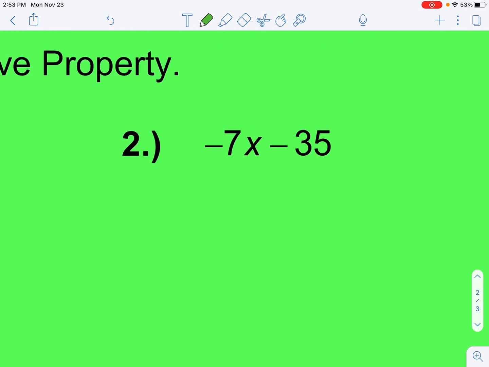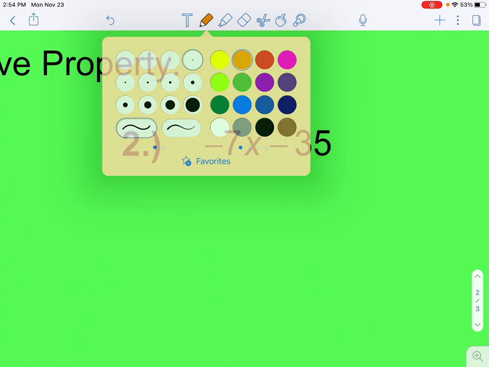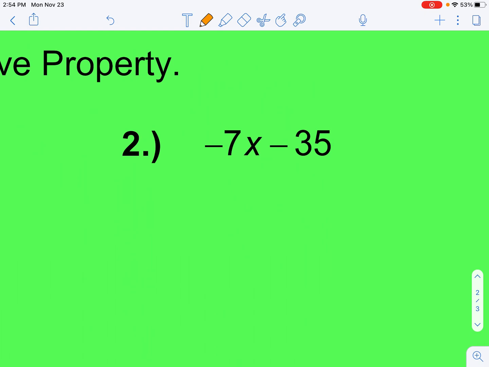I have negative 7x minus 35. So the first question we want to ask ourselves is, what could I pull out of both of those numbers? I like to start with this number right in front. Could I pull a negative 7 out of the 35? Yeah, I could. So let's divide both of them by negative 7.